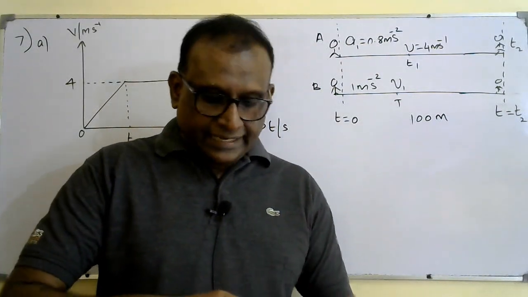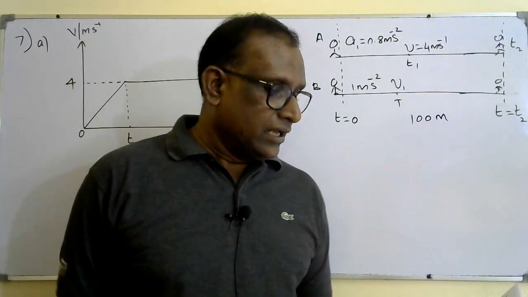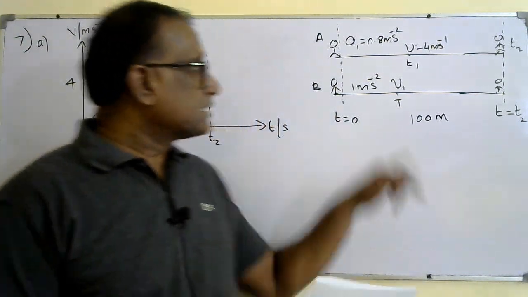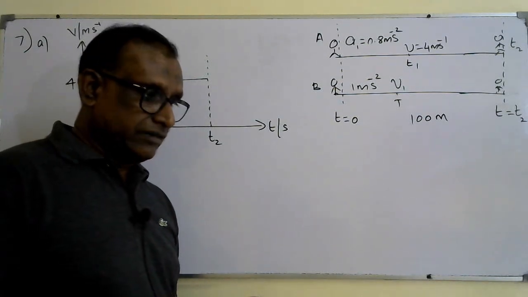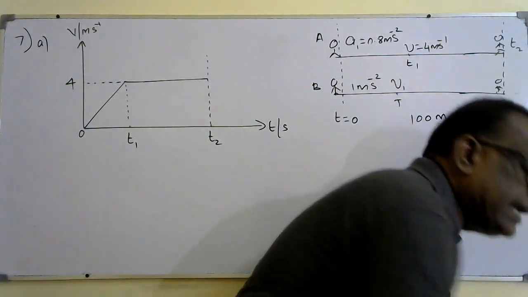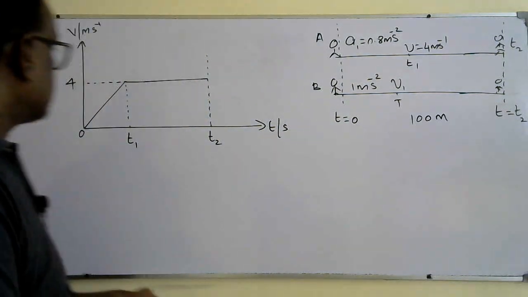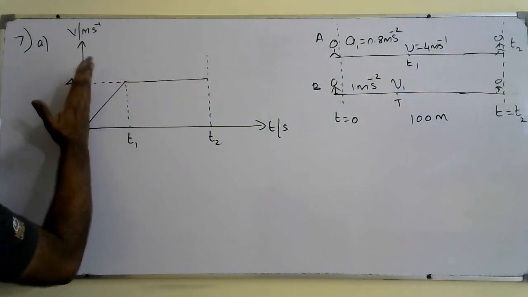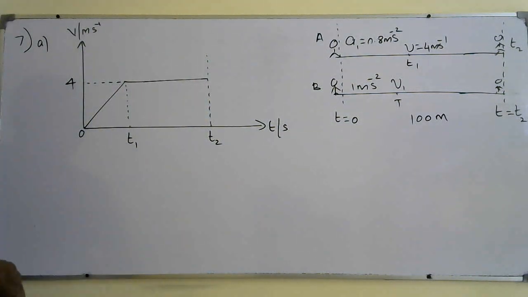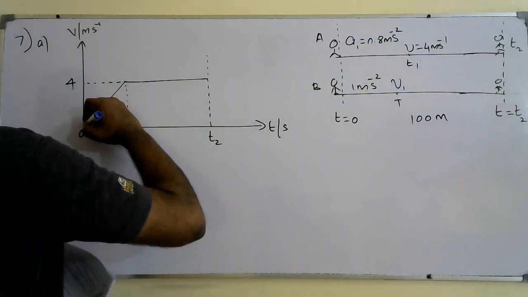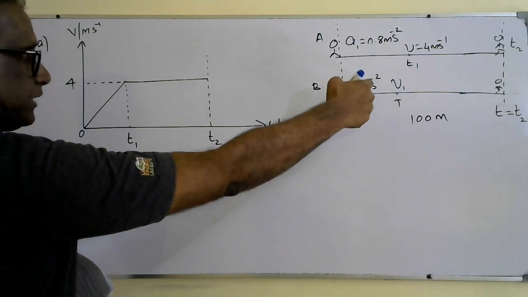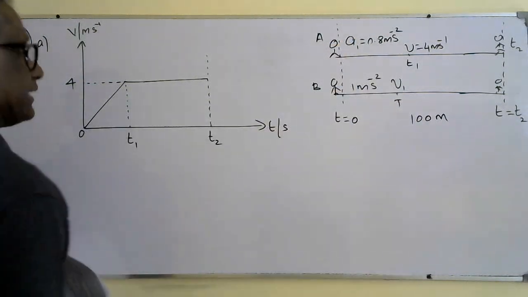Now for Beth, he is accelerating at 1 meter per second squared. But he should also have the same area under the graph. A higher acceleration means the graph should be steeper. So it's a straight line, because the constant acceleration of 1 meter per second squared is greater than 0.8.